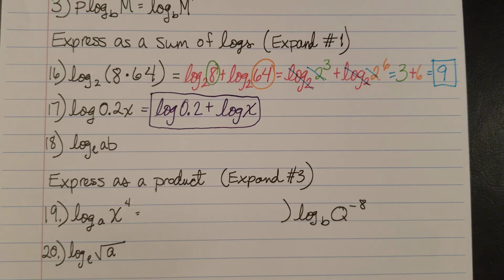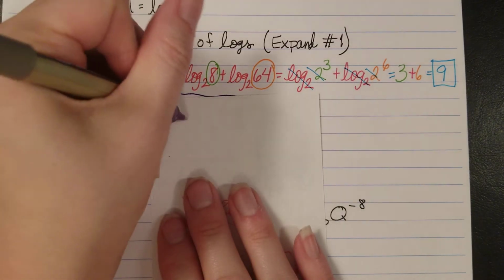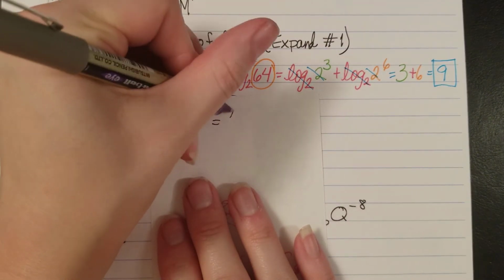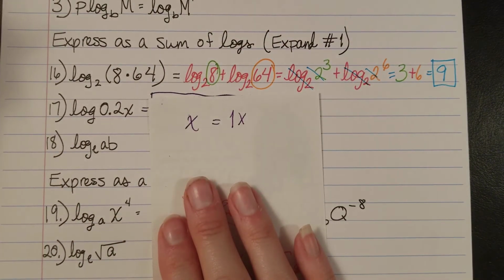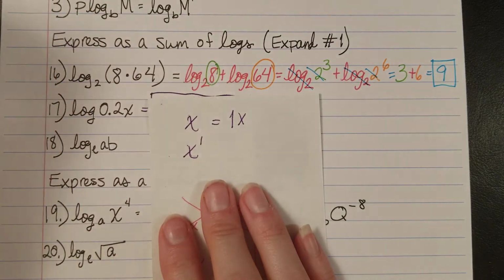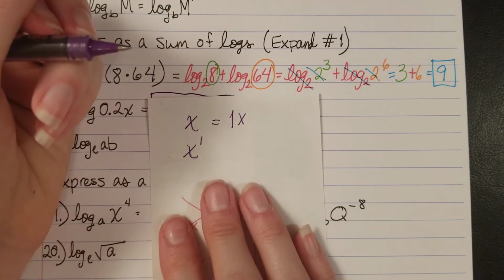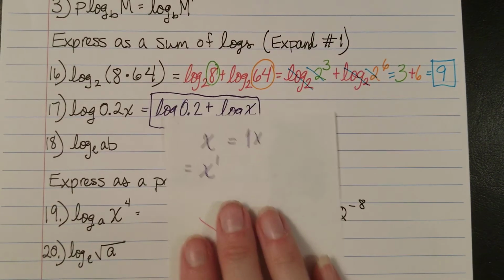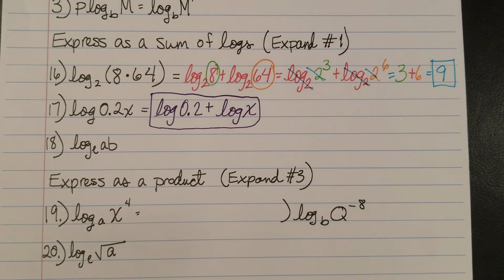But there's really no reason for us to write it. It's kind of like if you just see an x, you know that's the same thing as 1x. But you're not going to write it that way unless there's some reason to. Or you could say that's x to the power of 1, but again, you're not going to write that unless there's some reason to. So there's no reason to write the base of 10. It's more simplified not to write it for our final answer.